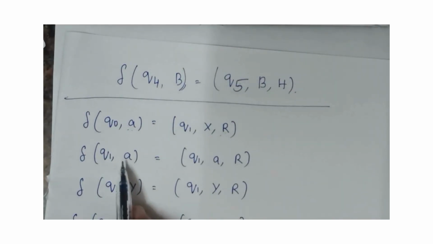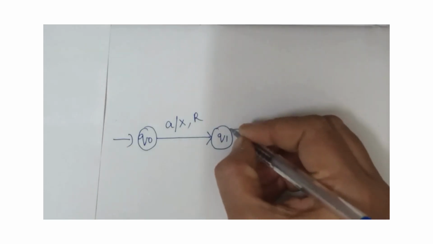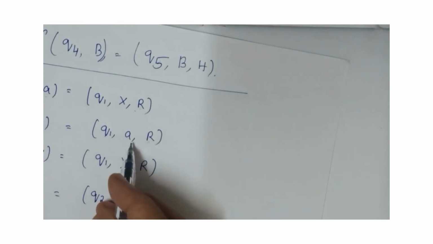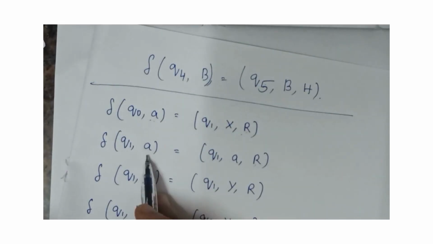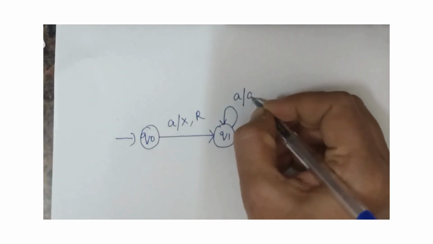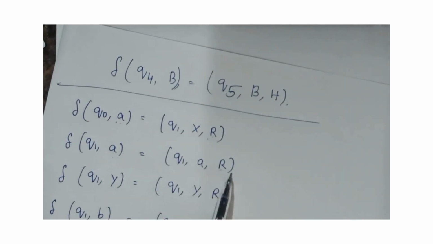Next, Q1 on reading A, writing A, moving to which state? It is in the same state Q1 and moving to right. So we should put a self loop. Reading A, writing A, and we are moving to right.